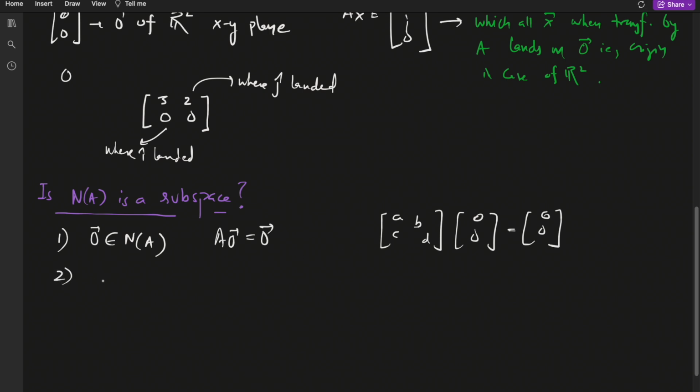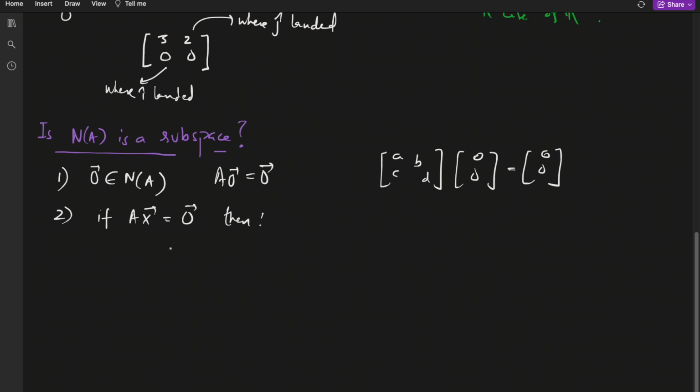Now the second thing: let us suppose A times x is in the null space. We are saying that the vector x, when transformed by the matrix A, is knocked down to the zero vector. That is, it transformed to the zero vector. So we need to check if this is true for c times x also, that is the scaled version of x. Does the matrix A also move c times x to the origin or not? Let's see.